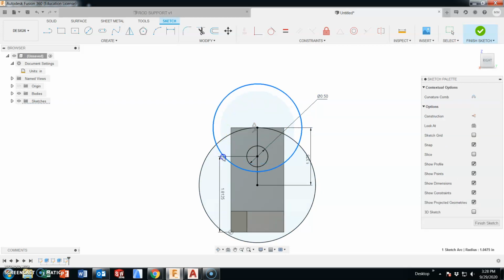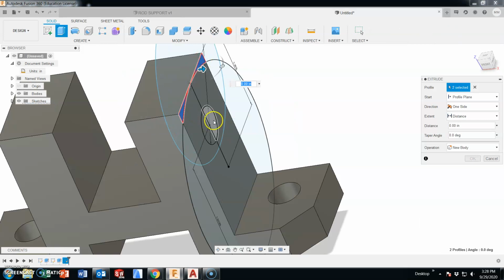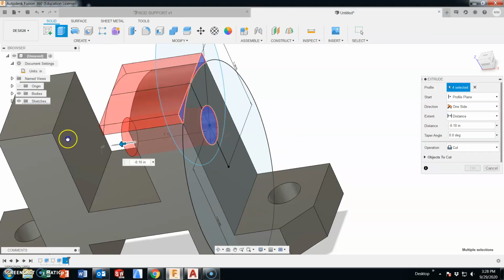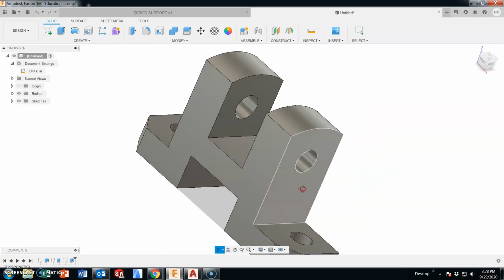That is it. And we're going to push pull. We're going to round this top off. Cut these out here. And there you have it. The rod support.